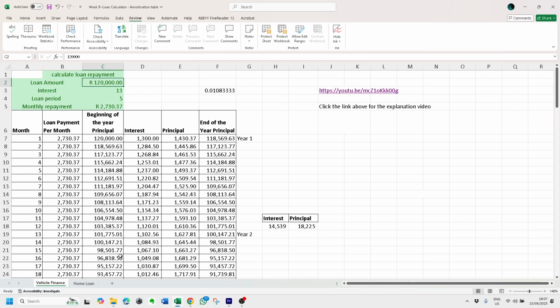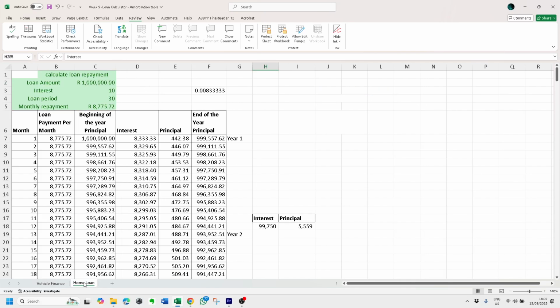Now the same year with a home loan. Let's see the home loan. Let's say you've got a home loan of $1 million, and the interest rate is about 10%, and it's a 30-year home loan. This is your monthly payment that you're going to have to pay. Here we can see all of that.